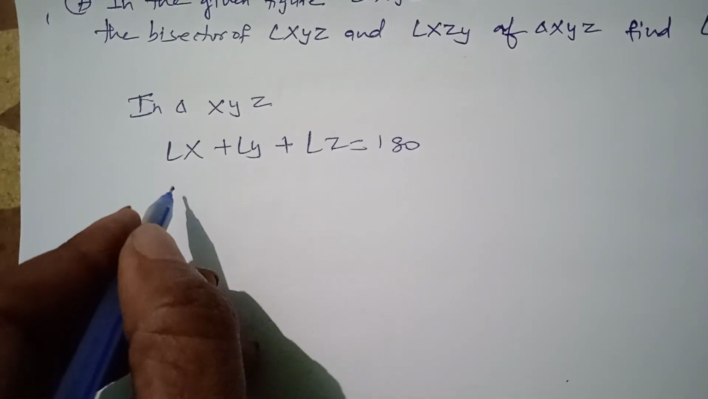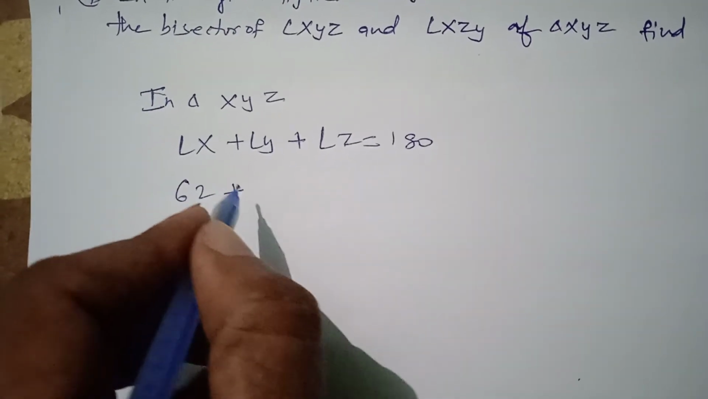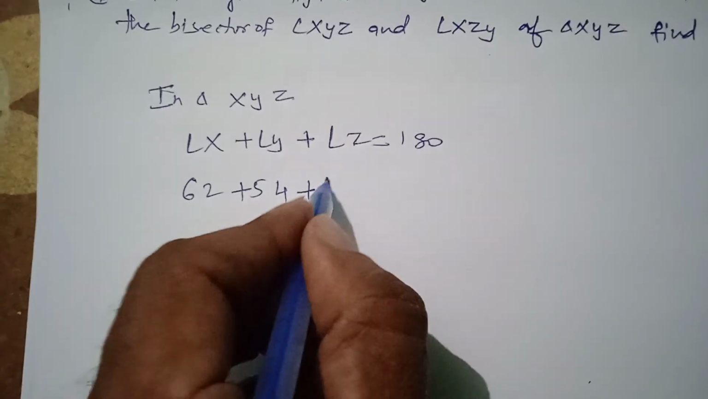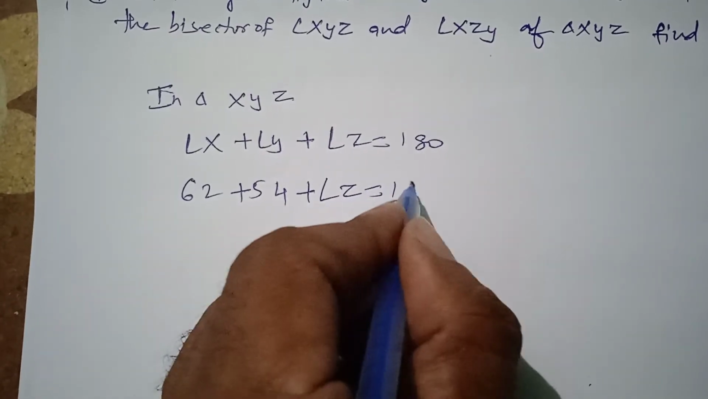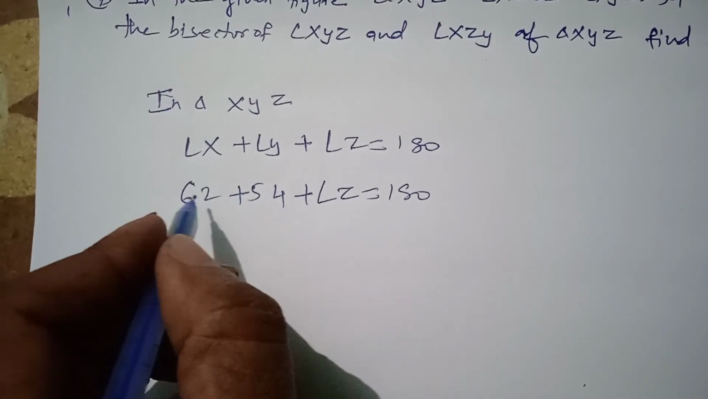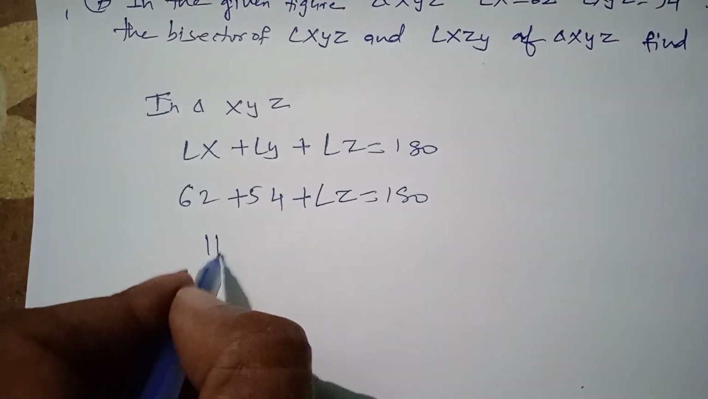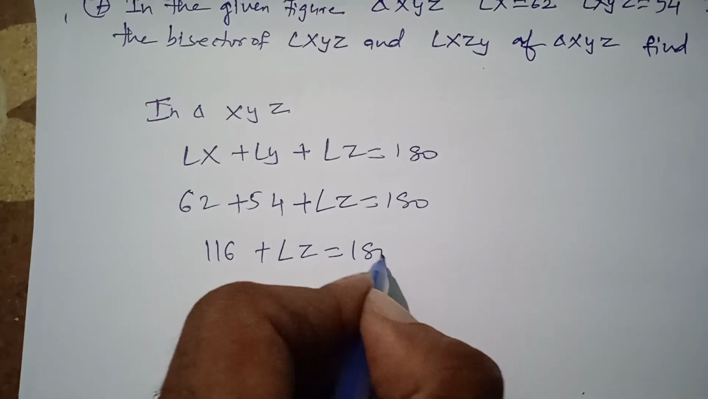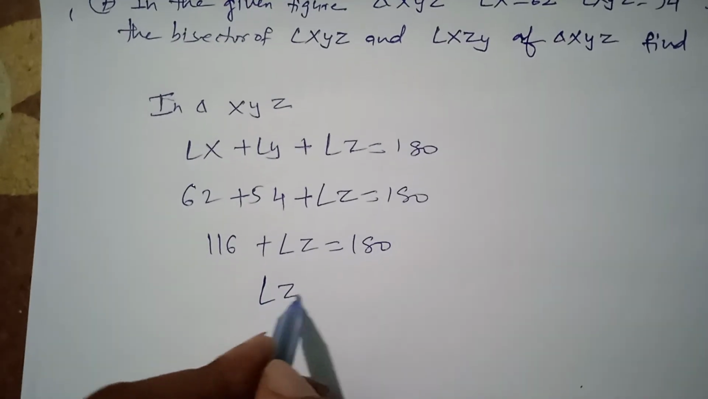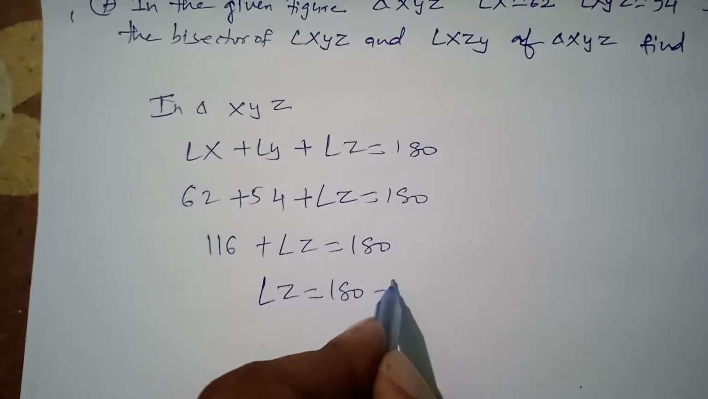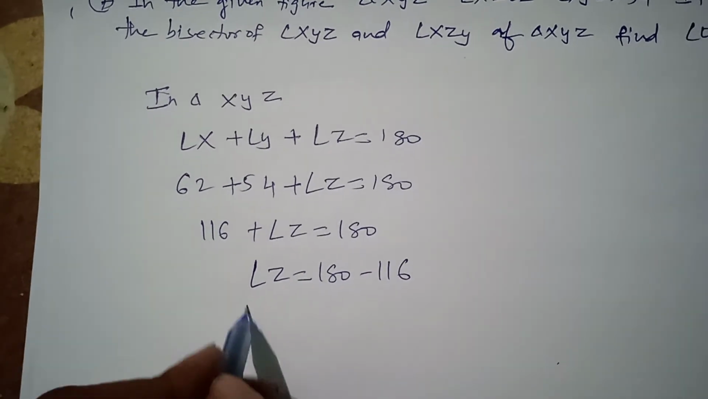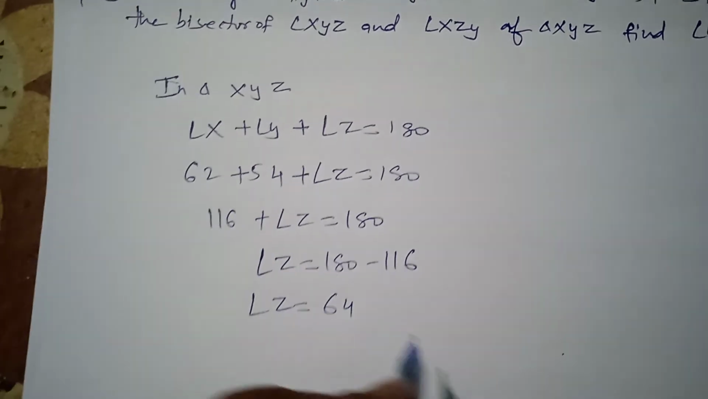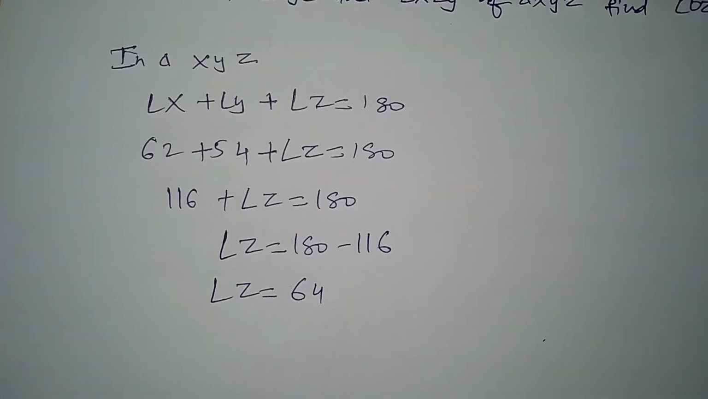X is given to us 62. Y is given to us 54. Z is not given. 62 plus 54 is 116. Angle Z is equal to 180 minus 116. Angle Z is equal to 64. Angle Z we are having 64.